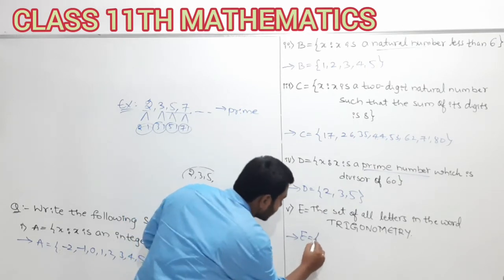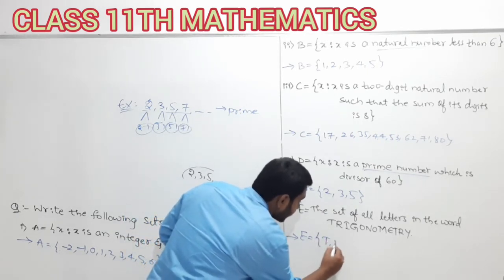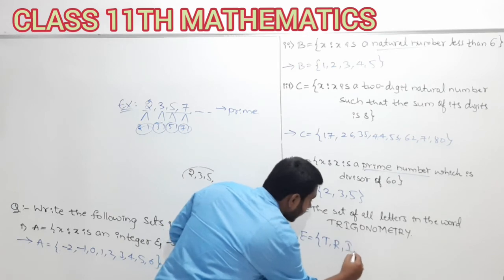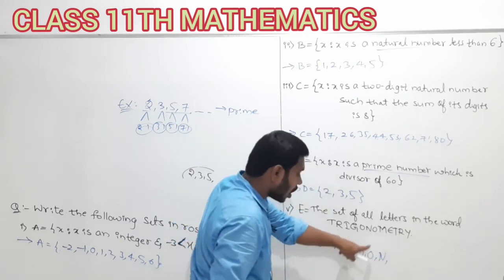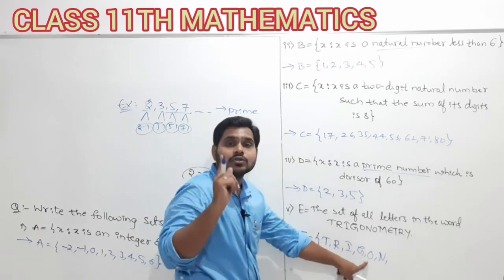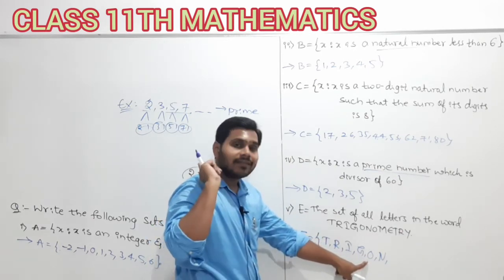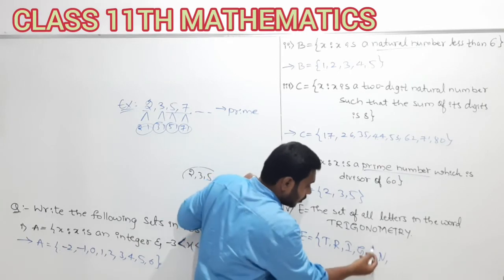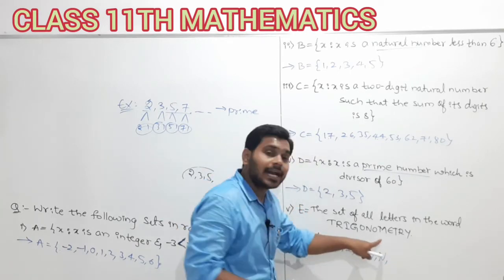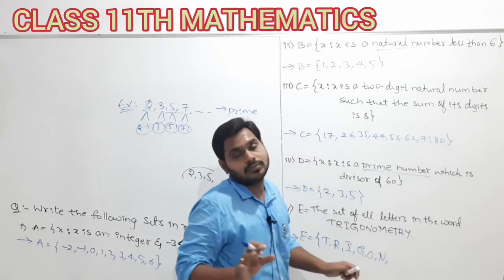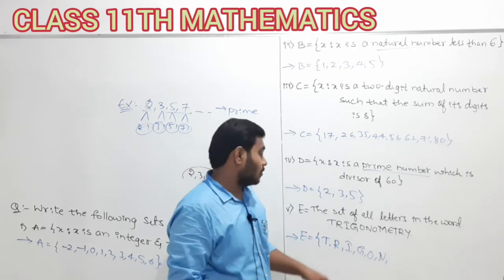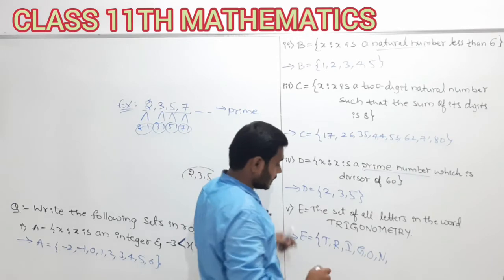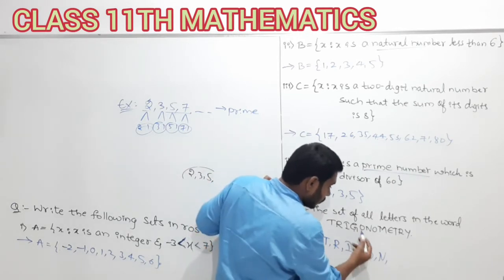So what are the elements there then? T is there: T, R, I, G, O, N. O I already wrote. If the elements are repeating, what should we do? We should take only once. So my dear students, O is here, N is there. If you write it twice, that is also okay, don't worry, not that big a deal, but we will take it only once, my dear students. Clear?